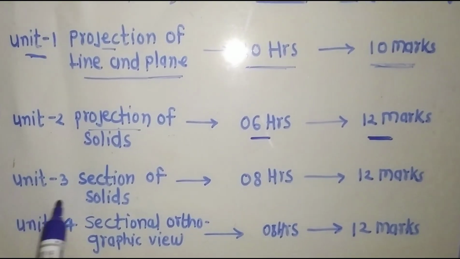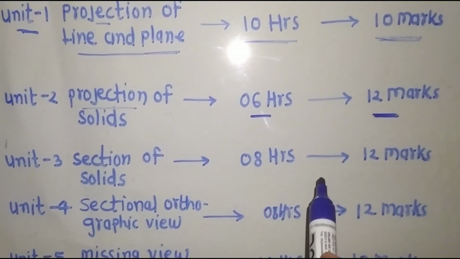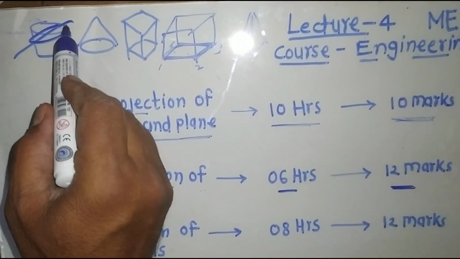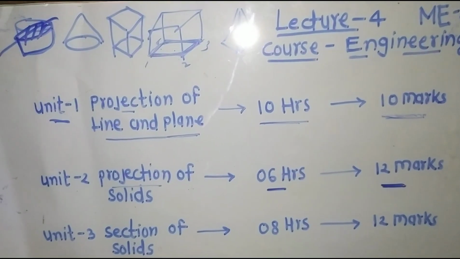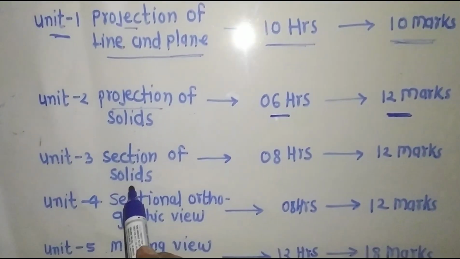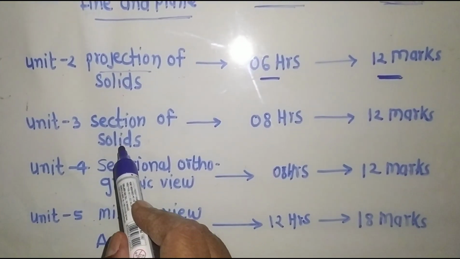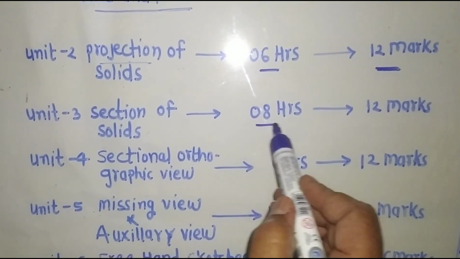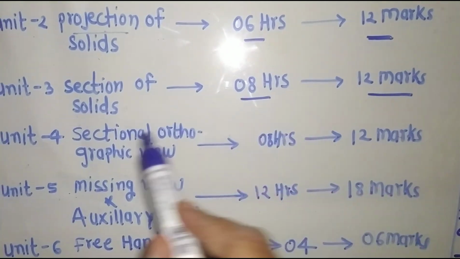Now unit 3, the section of solids, 8 marks. If you want to obtain different shapes of a solid, the solid is cut. Here the solid is cut, you observe. For obtaining the different shapes, the solid is cut by a section. After taking the cutting section, what you observe will be studied in 8 hours, and they have given 12 marks for that chapter.